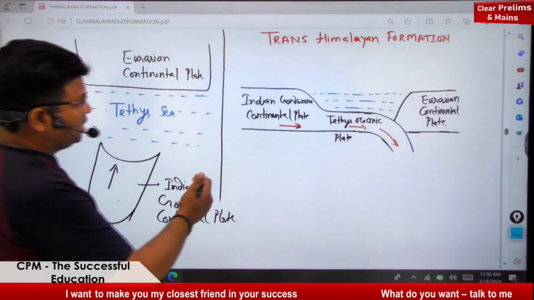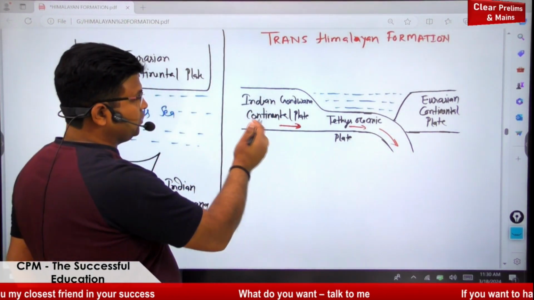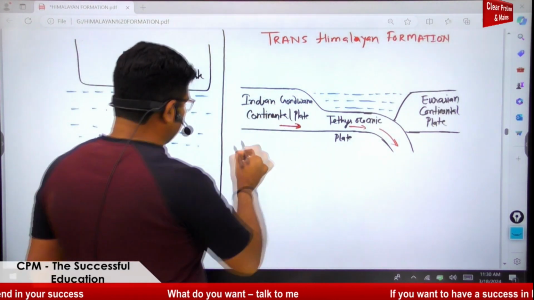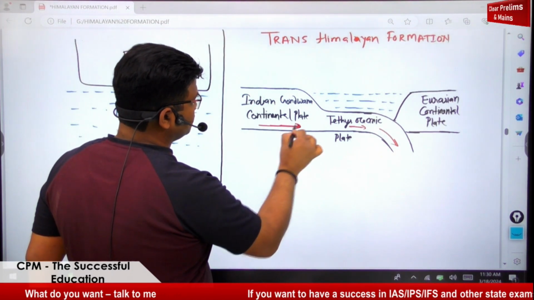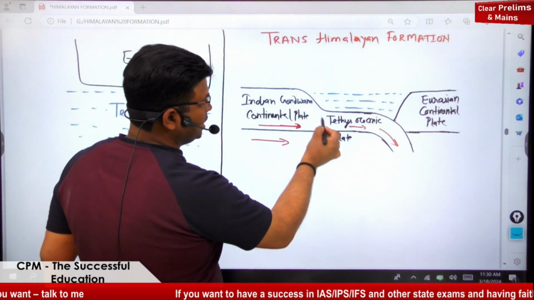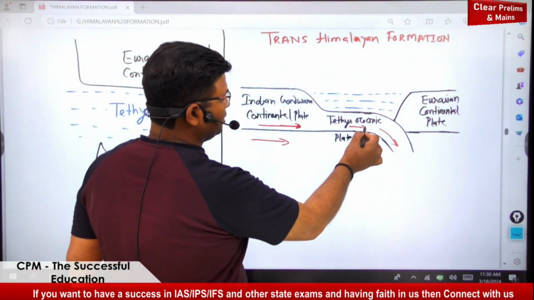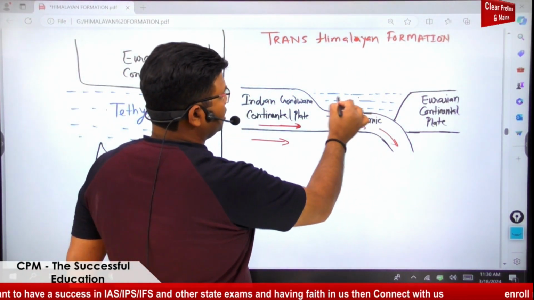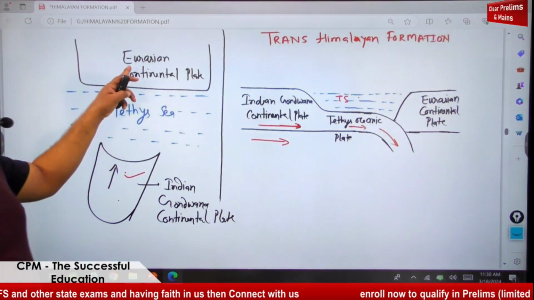Here this is the top view, and here I am showing you the side view. This one is the Indian Gondwana continental plate, and it is moving northward. Attached with this Indian Gondwana continental plate there is a Tethys oceanic plate, and above it is the Tethys Sea, when it is moving and converging with the Eurasian continental plate.